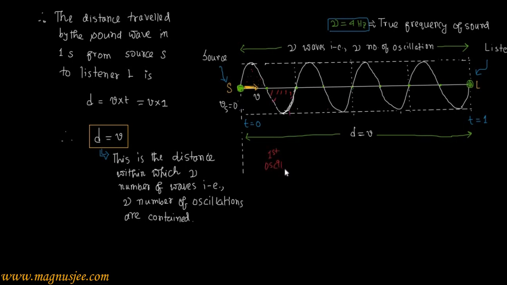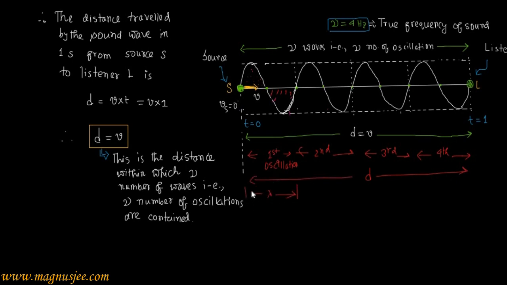We can denote different oscillations. This is the first oscillation, then second oscillation, then third oscillation, and the last one is the fourth oscillation. There are 4 oscillations. We have assumed that the frequency of the sound wave is 4 Hz. That's why there are 4 oscillations contained within the distance d equal v in the interval of time 1 second.